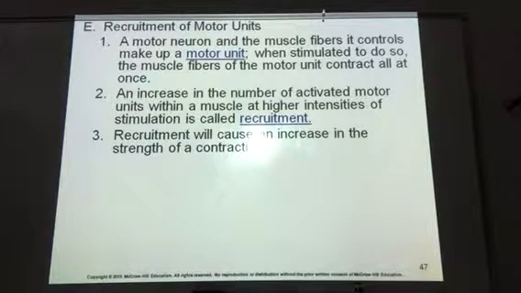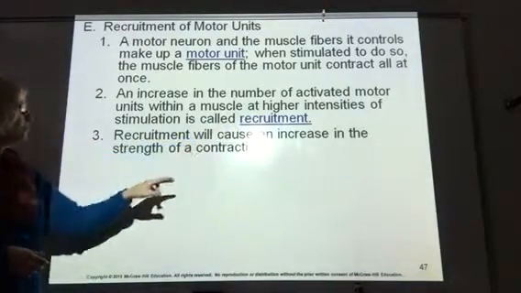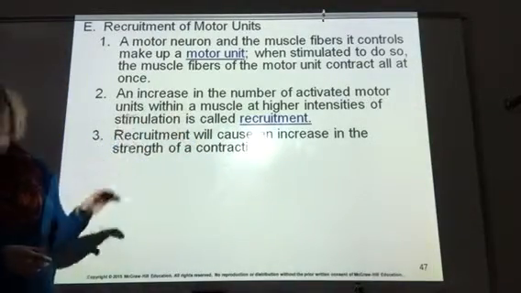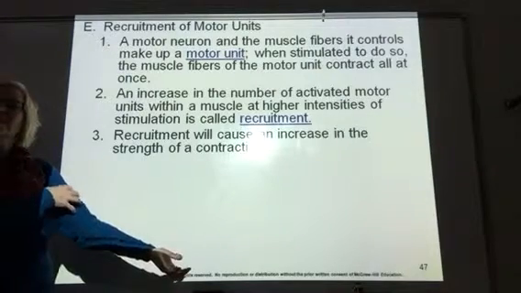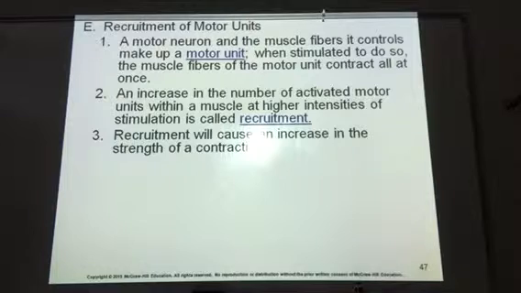So like I said, I might have a few fibers working to pick up a pencil. If I'm going to pick up a table, they are going to recruit more units, more motor units. I'm going to have more muscle fibers working, and that's how I increase my strength. They recruit more muscle fibers.